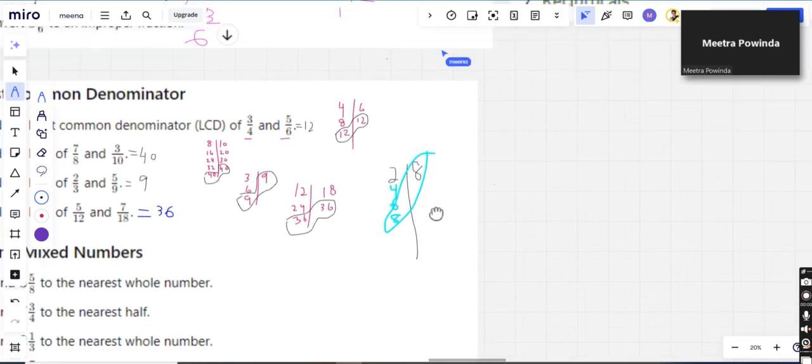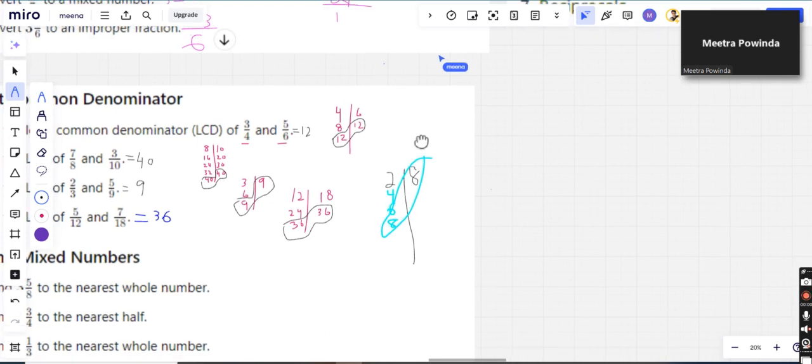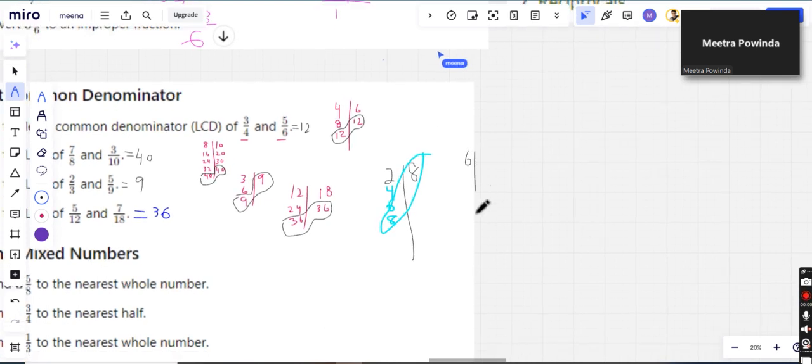6 and 40? Where? For 6 and 40. For this one.